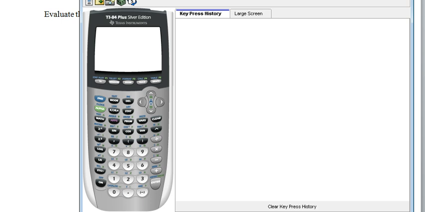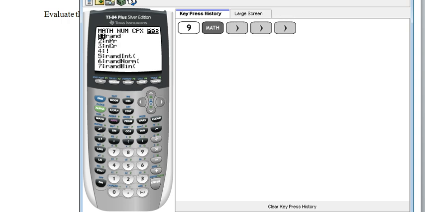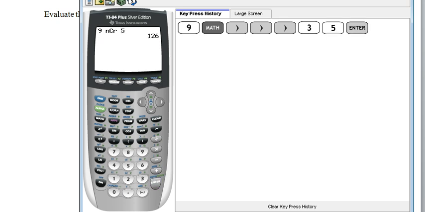Our calculator has a built-in computational feature for combinations. We would enter 9, followed by nCr, followed by 5, in a very similar way to what we did for permutations. So in this case, we're going to enter 9, hit the math key, go over to the probability menu, this time hit 3 for nCr, and finally 5. Hit enter, and we get 126.